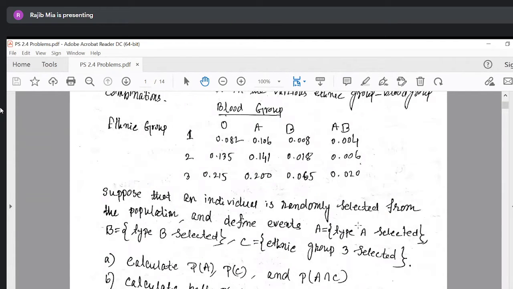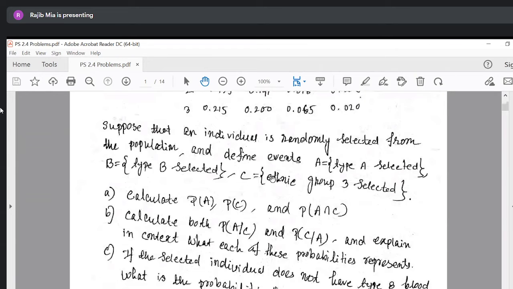0.2. Probability of A intersection C means the event A and the event C. A means blood group A, and C means ethnic group 3. So ethnic group 3 and blood group A. This intersection point has the value 0.2. This is 0.2, the probability of A intersection C.